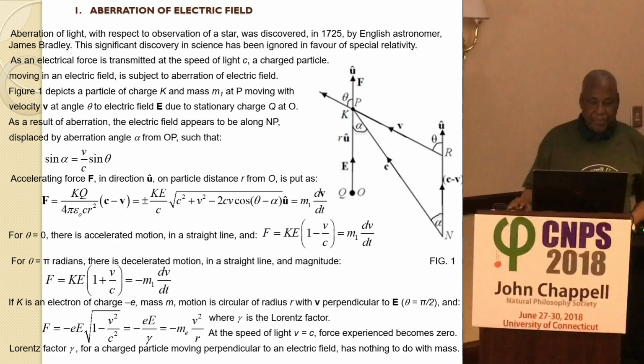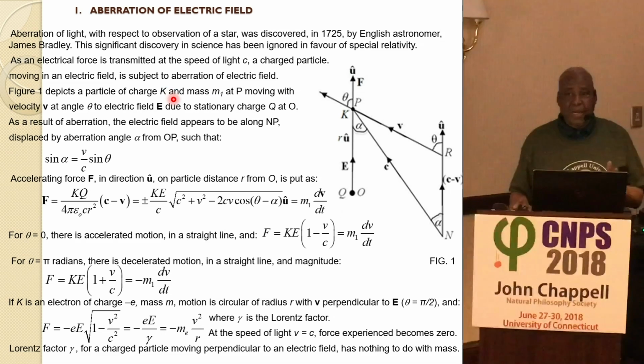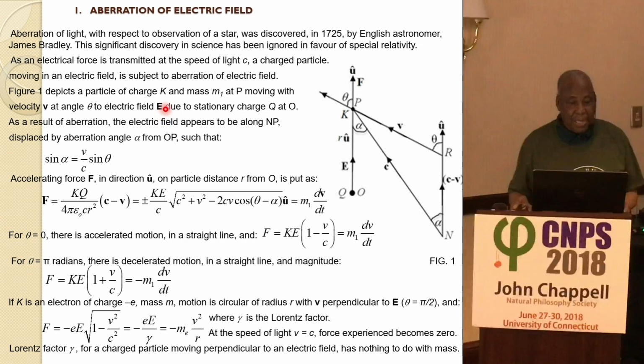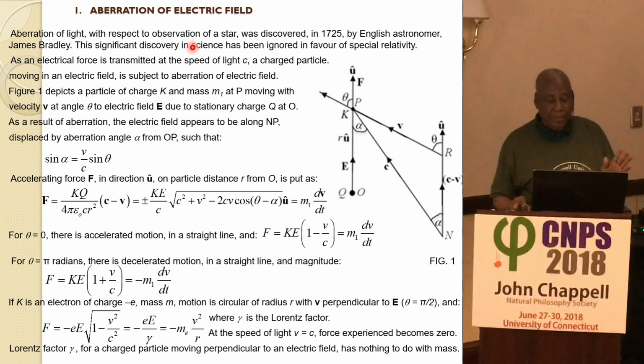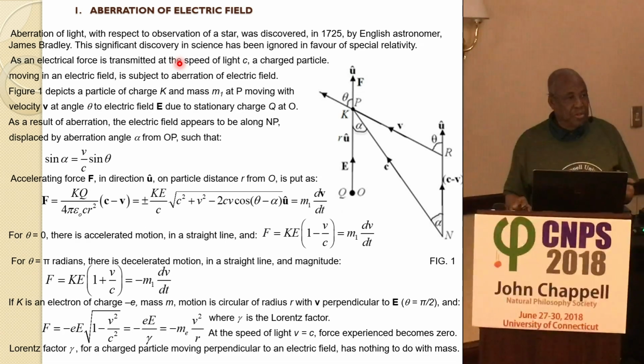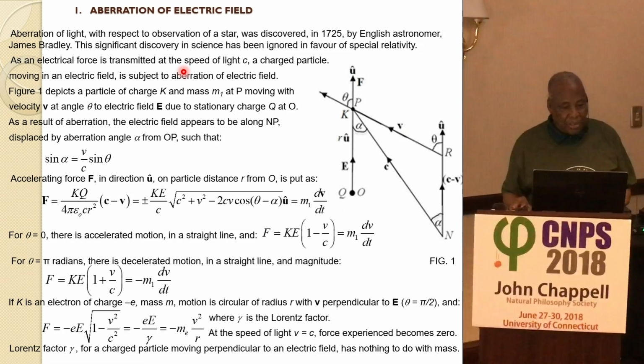And on slide number 2, titled Aberration of Electric Field. We all have heard of aberration of light, discovered by the English astronomer James Bradley in 1725. This is one of the most significant discoveries in science, but now almost totally ignored. Hardly would you find aberration of light being taught in undergraduate physics courses, it being regarded more as a subject in remote astronomy. And yet this is one of the most significant discoveries in science.